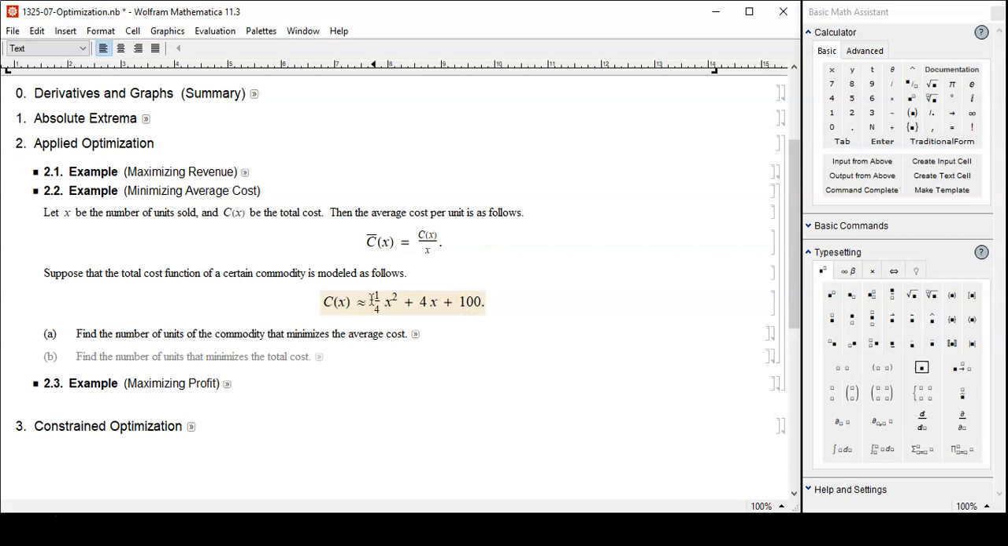And then as we produce more, we have higher cost because all these have positive coefficient. So cost will go further up. And of course, we want to find out average cost per unit. So you'll have to divide by X. Find the number of units of the commodity that minimizes the average cost. So not this one, but you have to look at this thing.